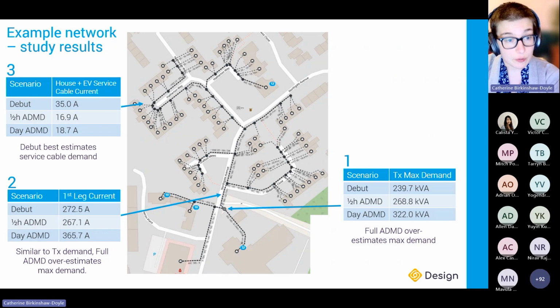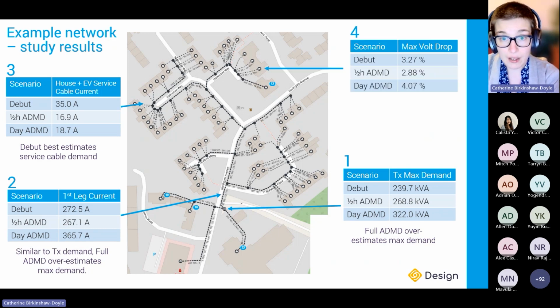So you can see that W, with its dynamic approach to accounting for levels of diversity, is giving you a much more accurate level of current at all levels of the network. And you can see the overall effect of this in the final result, which is the point of maximum volt drop on the network. So you can see the knock-on effect of the overestimated currents from the ADMD approach spilling over into the maximum volt drop modeled in this approach.